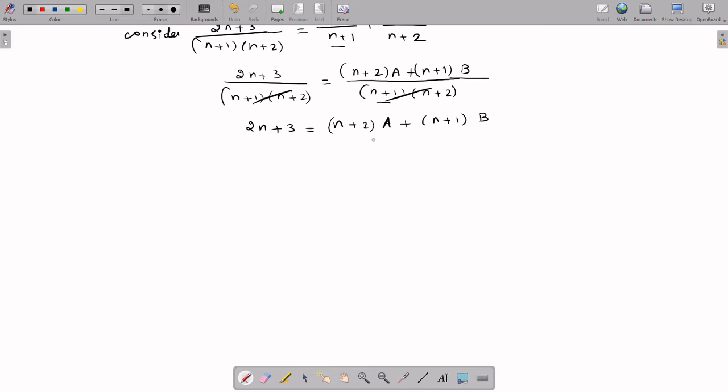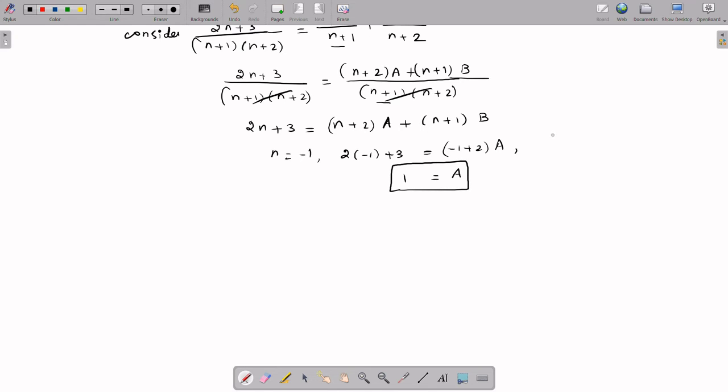When you're substituting n is equal to minus 1 here, this term becomes 0. You can easily get the value of a. So substitute n is equal to minus 1 here, here and here. Okay. So 2 into minus 1 plus 3 is equal to, n is equal to minus 1 is substituted, plus 2 into a, and this term becomes 0. Or you have minus 2 plus 3. What is the value? 1. Minus 2 plus 3 is 1. And minus 1 plus 2 is 1. So the value of a is equal to 1.